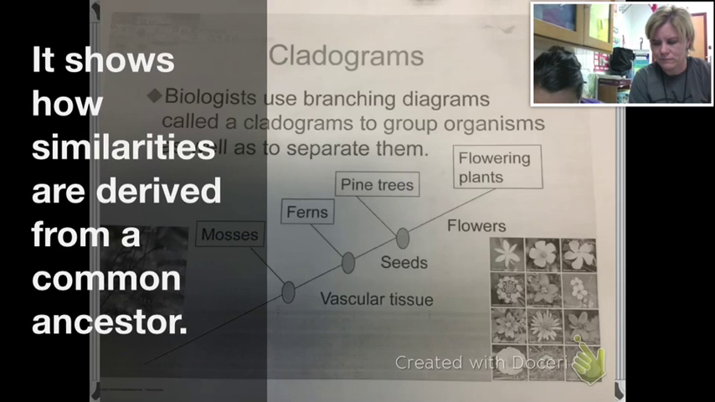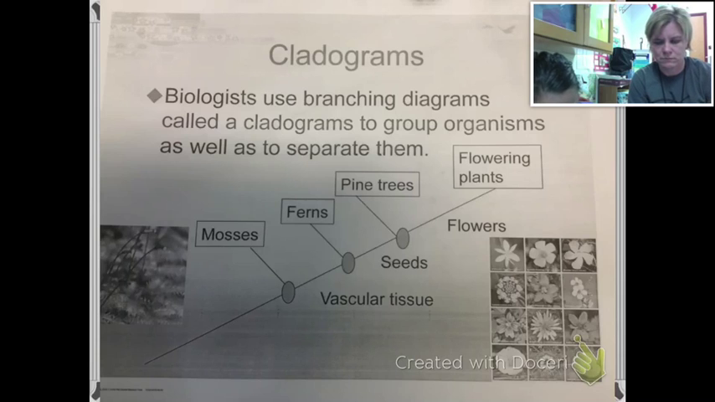Okay, so we start off with understanding that this is called a cladogram. Biologists use these branching diagrams called cladograms to group organisms as well as to separate them. Up on top we have the different species, and down the bottom we have their characteristics and how they differ. These are called nodes. At this node we have the term mosses.